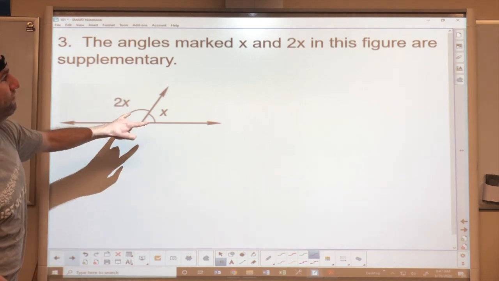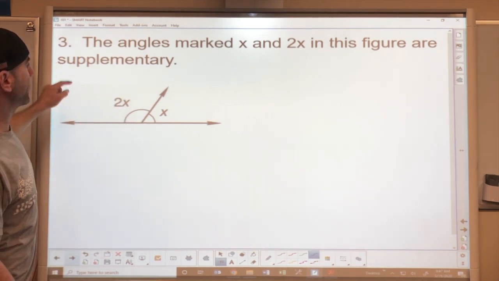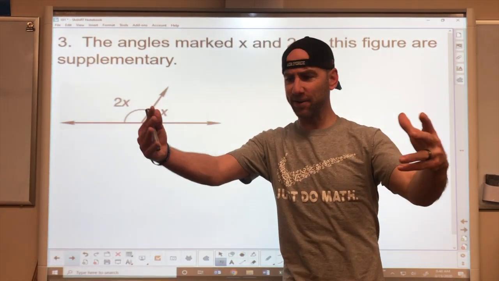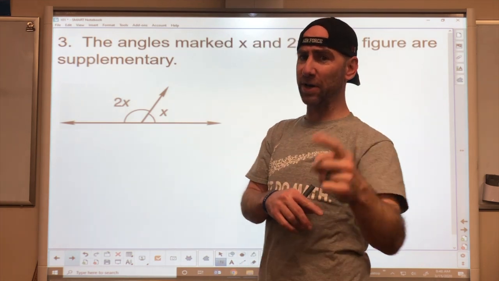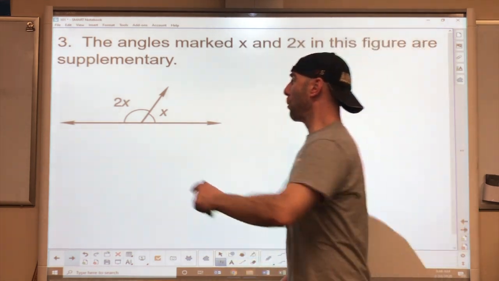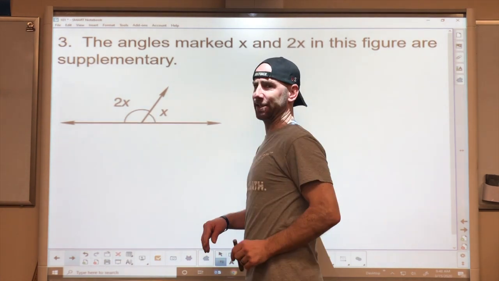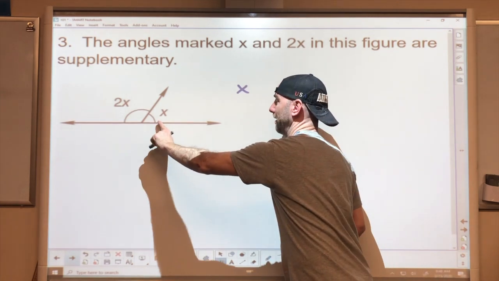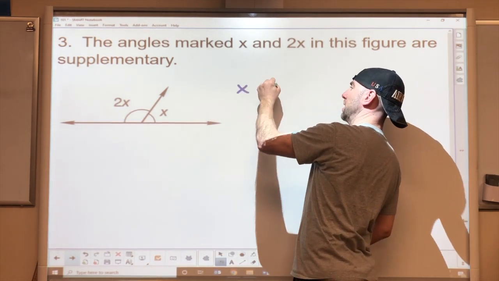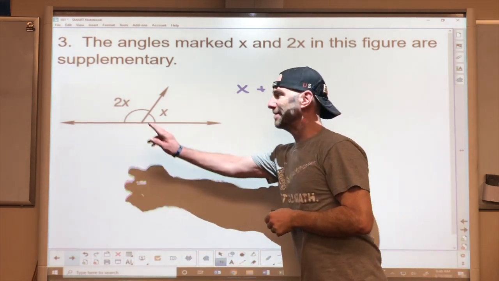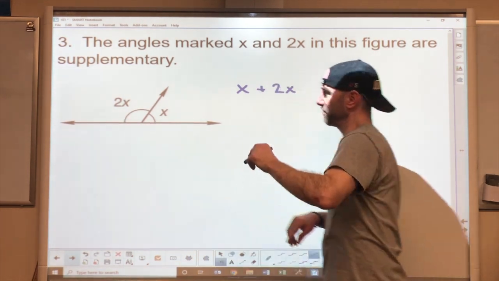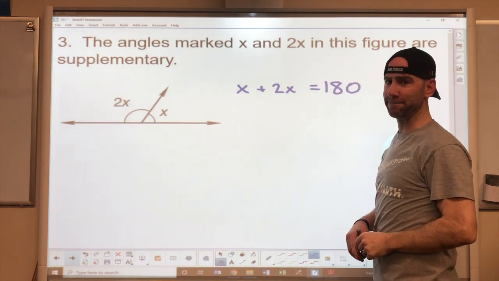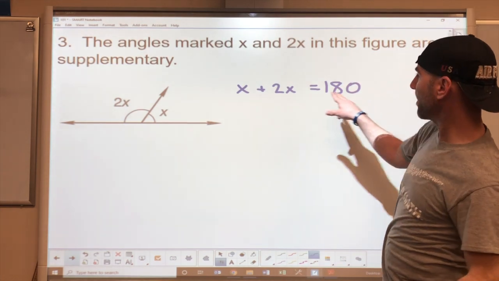These two angles here are supplementary. Remember supplementary? Angles that add together to be equal to 180 degrees. So we don't know how big either angle is, and so here's what we do. We say angle X, this guy, plus angle 2X, that guy, equals 180 degrees. Now let's solve this.